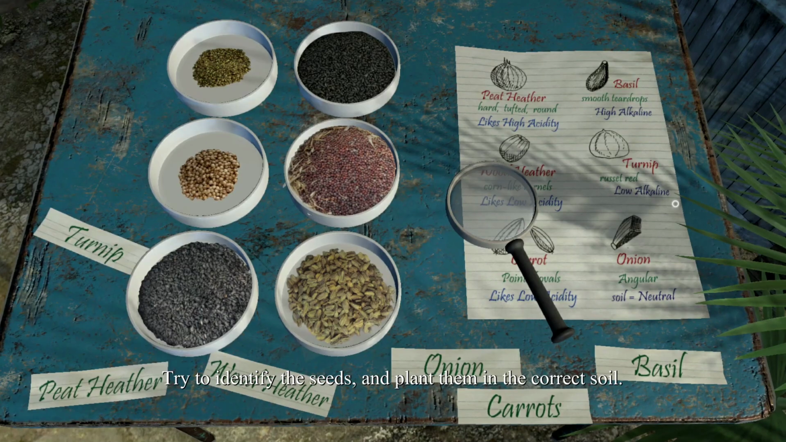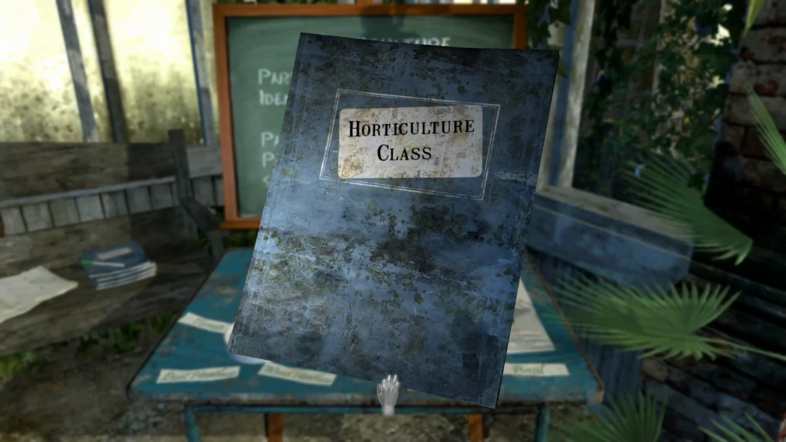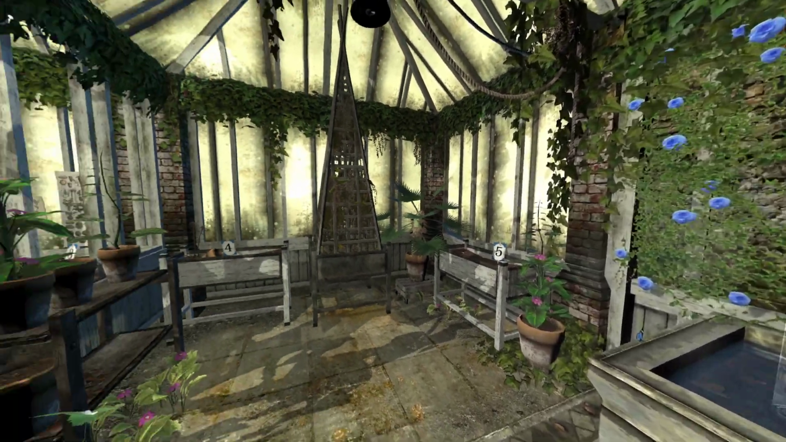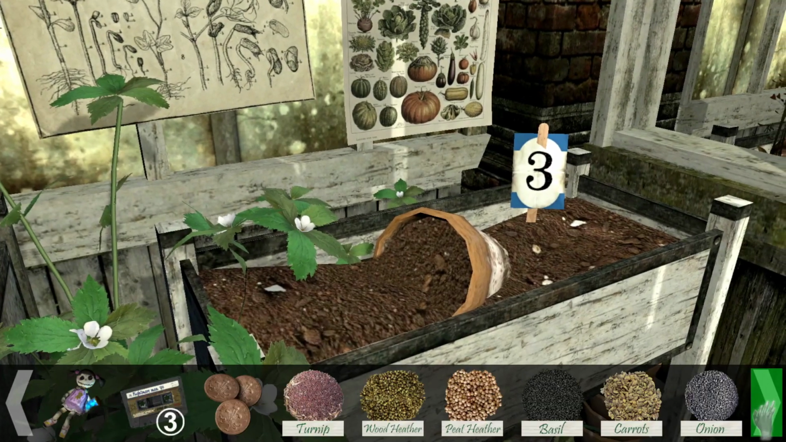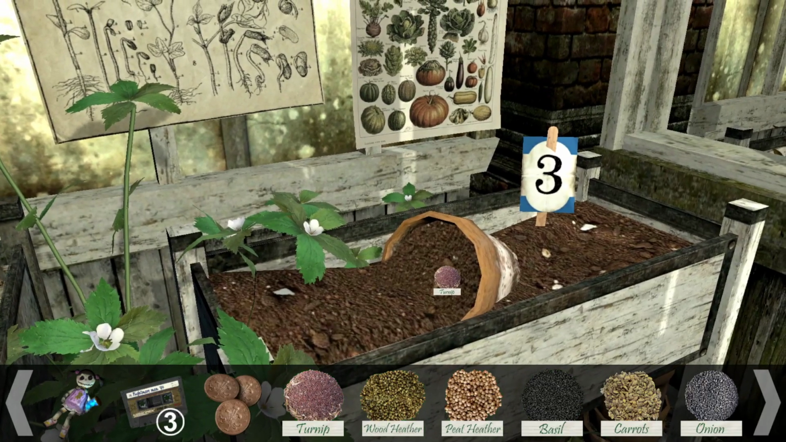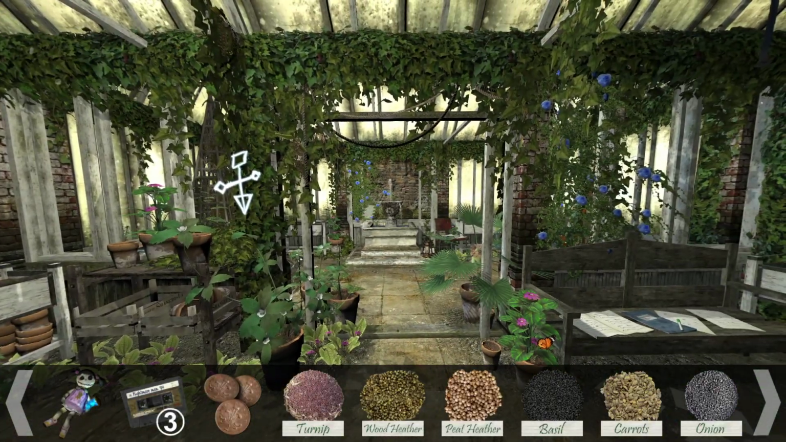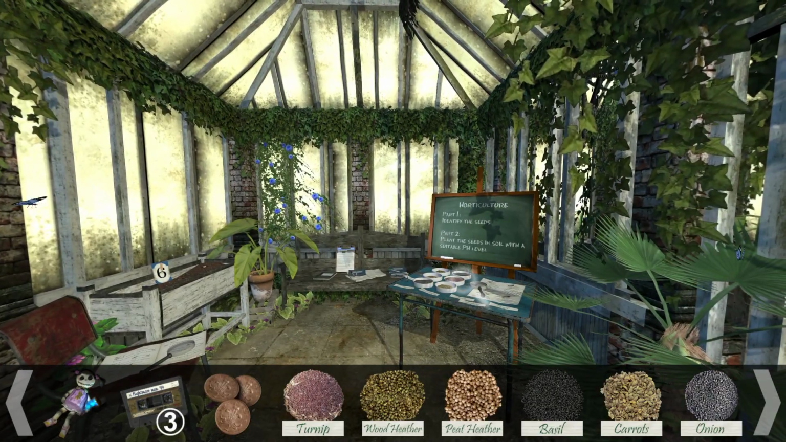Turnip is low alkaline. Soil 3. Well, three. That is a nice greenhouse.